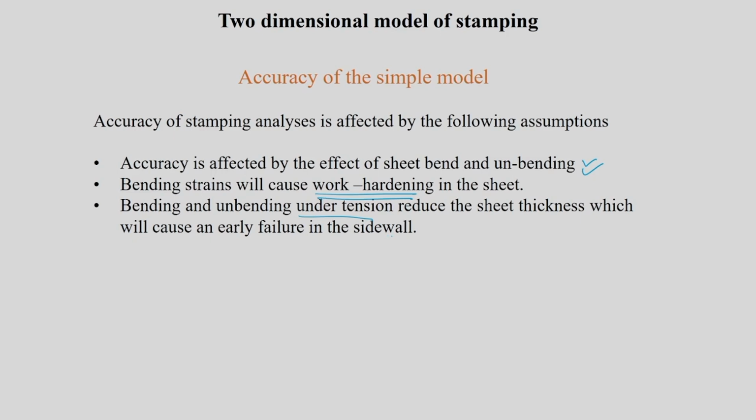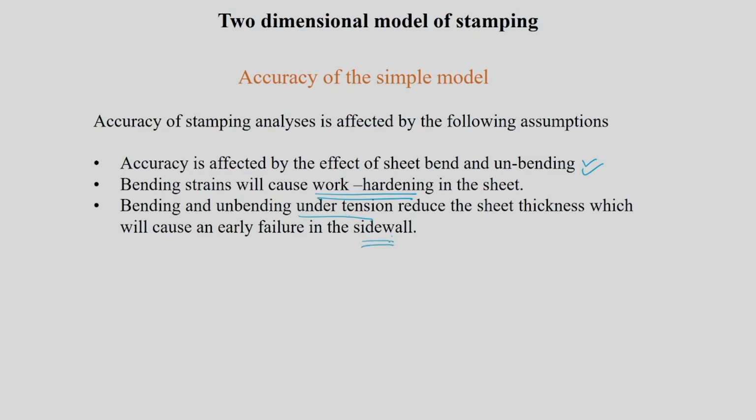Okay, because of this bending and unbending under tension. It is just not your moment, it is moment with tension that is actually happening here. So that's why you say bending, unbending under tension. So that's going to reduce the sheet thickness, because of which you can expect more thinning, and hence there will be fracture in the side wall.